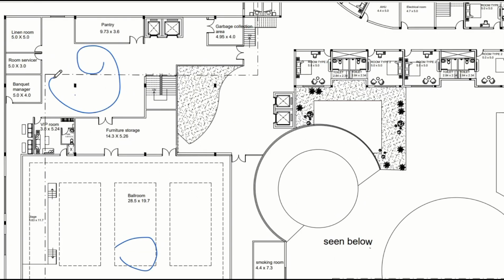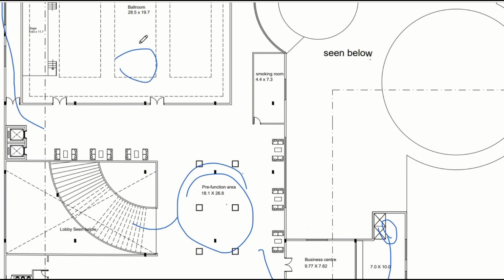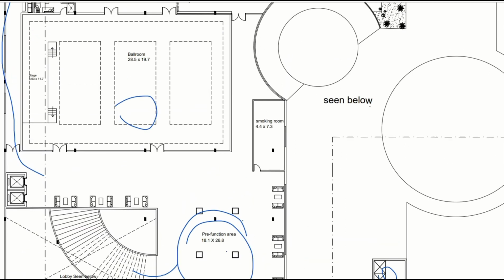In the service area, you could see linen, room service, banquet manager, pantry, VIP, and furniture storage. Here you could see the garbage collection and these two service lifts. In my previous video on the basement design, I mentioned this garbage collection and the two service lifts. These two service lifts completely cover the tower, running to one floor. During service time, the servicers would access this way and do their functioning here. And these two lifts are completely meant for the guests.